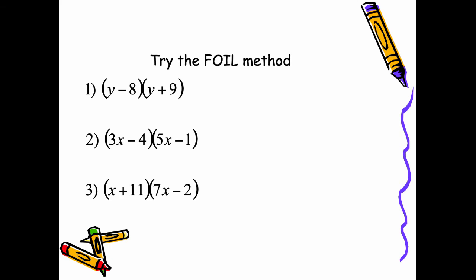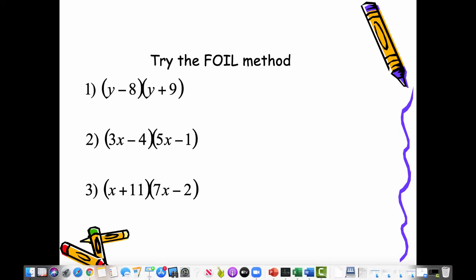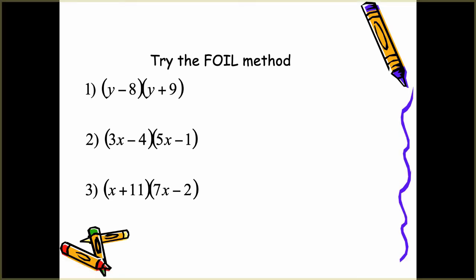See if you get the same answer, so pause your video and see if you get what I get. So for the FOIL method, the first thing we do is the first terms, y times y, which is y squared. Then we do the outside terms, the y and the 9, which is 9y. Then we do the inside terms, negative 8 times y, which is negative 8y. And then we do the two last terms, negative 8 and 9, which is negative 72.